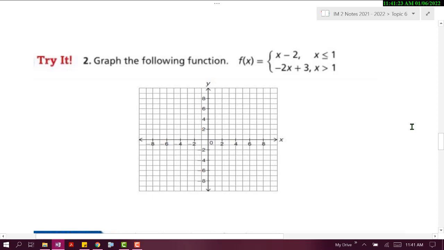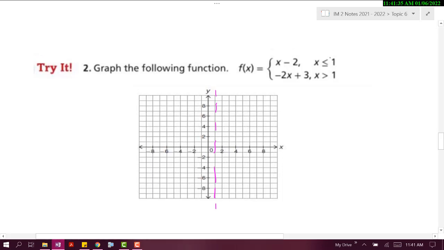So our boundary line is 1 this time. So that's where our functions switch. So for x less than or equal to 1, this is going to be a shaded in circle. And our y-intercept is -2, which we can't get to because the y-axis is to the left, or where x is less than 1. So the y-intercept is 0, -2. It is shaded in because it's less than or equal to.